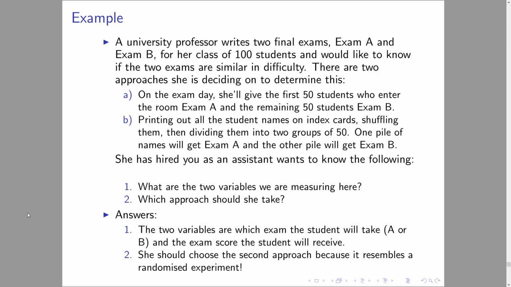Now, which approach should she take? She should definitely choose the second approach because it resembles a randomized experiment. Because the second approach means that every student has an equal probability of getting Exam A or Exam B, because when the teacher prints out the students' names on index cards and shuffles them, the student's name could get put into the first pile or the second pile. There's an equal probability that they will end up with Exam A or Exam B, and that is a representation of a randomized experiment. Now, why is a randomized experiment good?